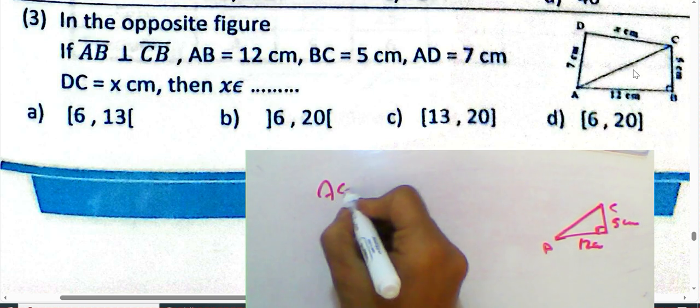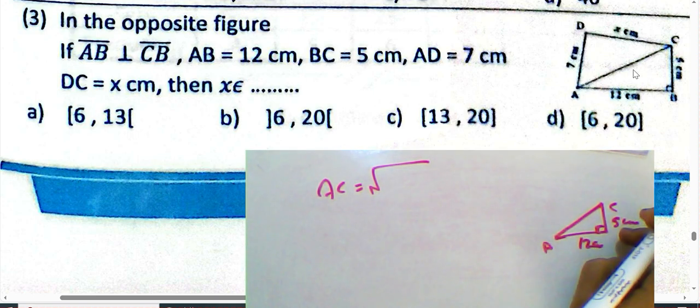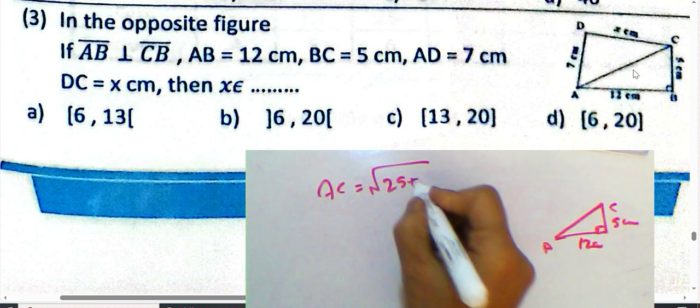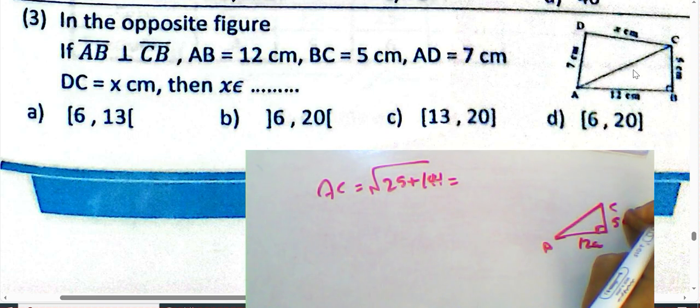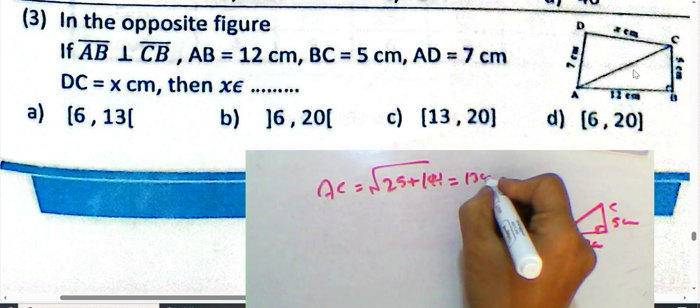EC equals the square root of 5 power 2, 25, plus 144, from the Pythagorean theorem. This number power 2, 5 power 2 plus 12 power 2, and then find the square root of the result, which will be 13 centimeters.